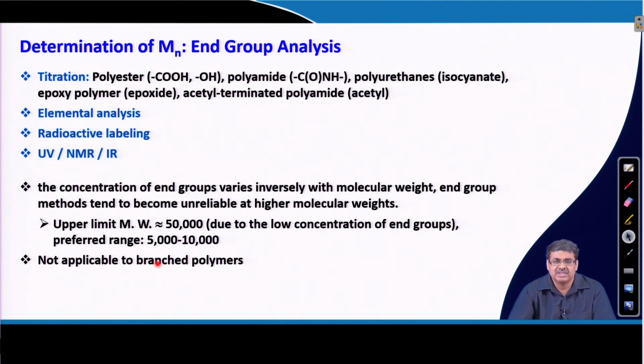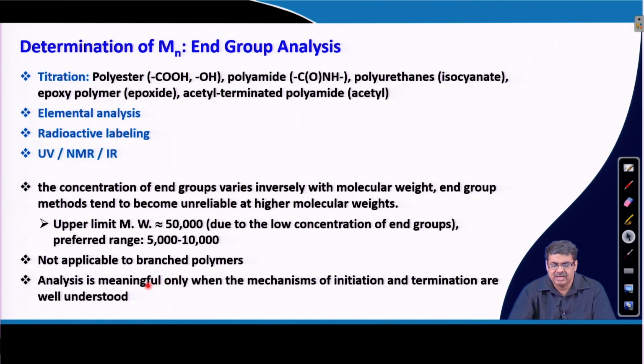And as I said, because in case of branched polymer we do not know how many N's are there per polymer molecule, sometimes it is very difficult to know. So, it is not very applicable for branched molecules. And if you can know how many N groups are present and what are the types of N group, then that actually helps us to find out the mechanism of initiation and termination reaction for chain polymerization.